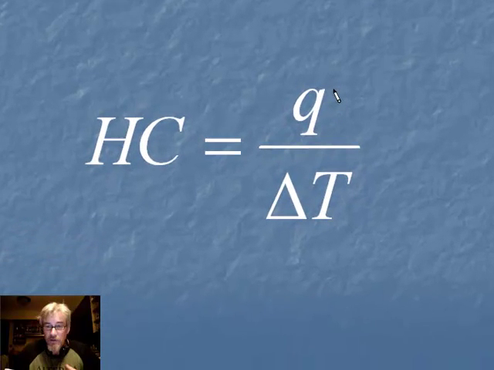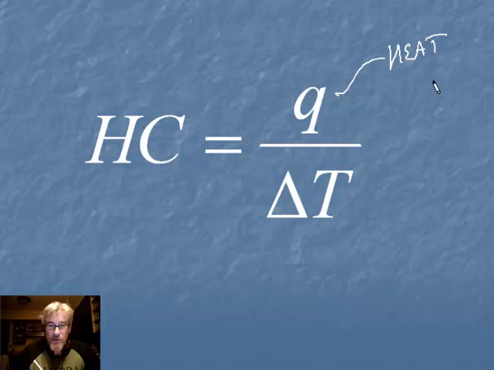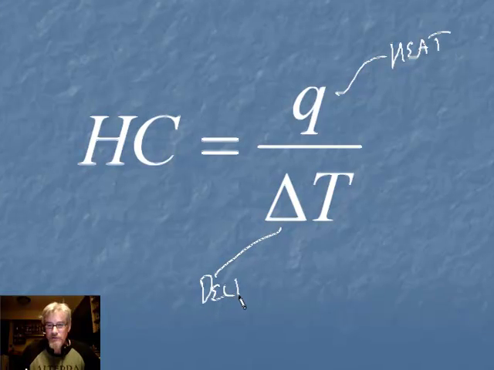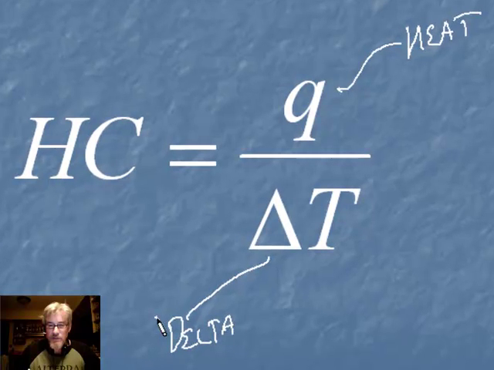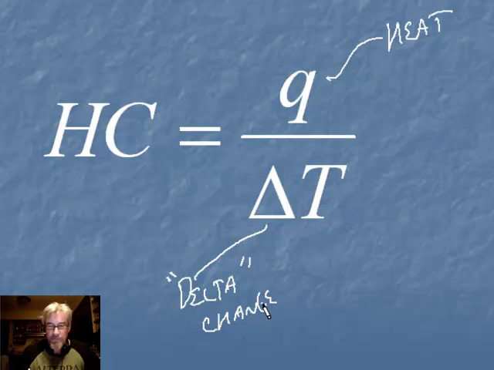Mathematically, here's how we define this. Heat capacity is Q, which stands for heat or heat energy, divided by this term here. Now this has got two parts to it. This is a Greek letter, delta. And delta means change, almost always, in science. So change in T, and T, you might guess, is going to be temperature.